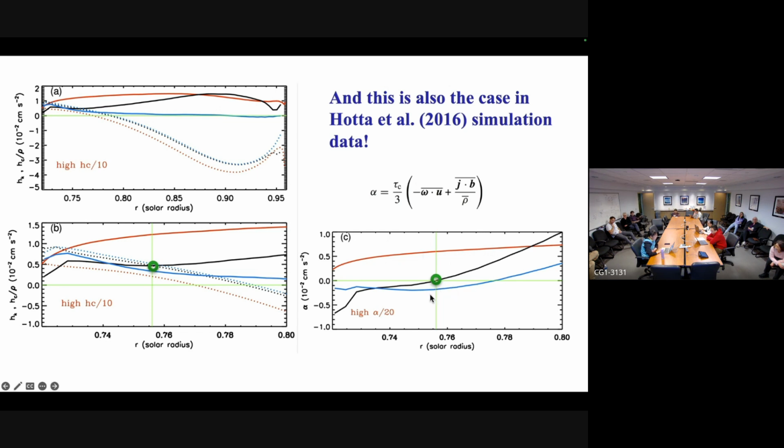So in the low case, the alpha near the bottom of the convection zone is actually negative, and here they cancel each other. So it can basically go to 0, and then this becomes positive again. So this confirms that this formula is correct, and this term is important.